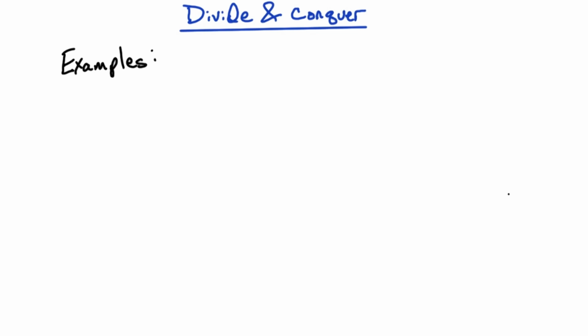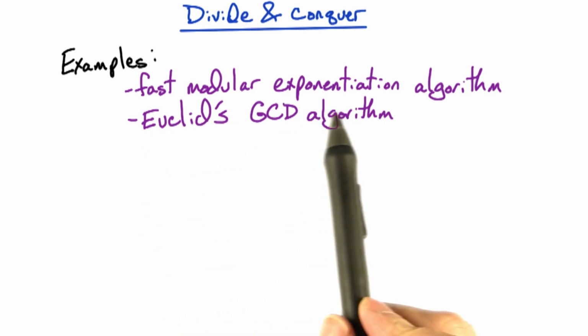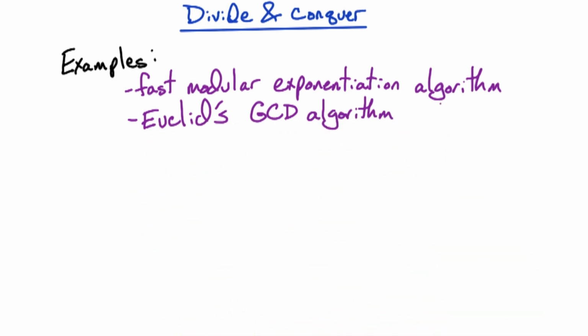The next topic we'll dive into is the divide and conquer technique. We've seen a few examples of divide and conquer already. We saw two examples in the RSA algorithm. The first was the fast modular exponentiation algorithm, which used the repeated squaring idea. The second was Euclid's GCD algorithm. These are two fairly simple applications of the divide and conquer approach. We're going to see some more sophisticated examples in the following lecture.